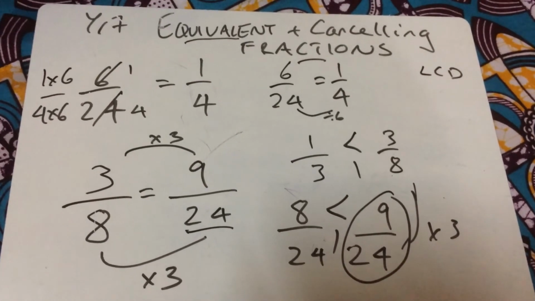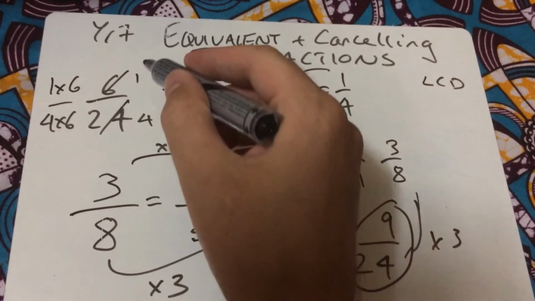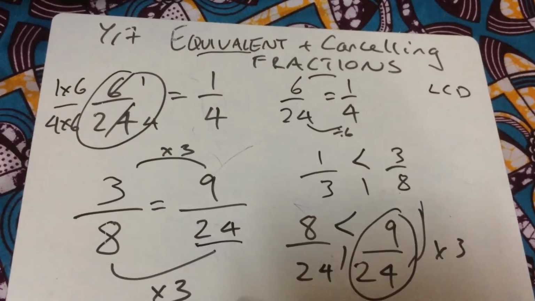Okay, so that's for my Year 7s. Just some ideas there on cancelling, looking for equivalent fractions, finding lowest common denominators, and comparing.